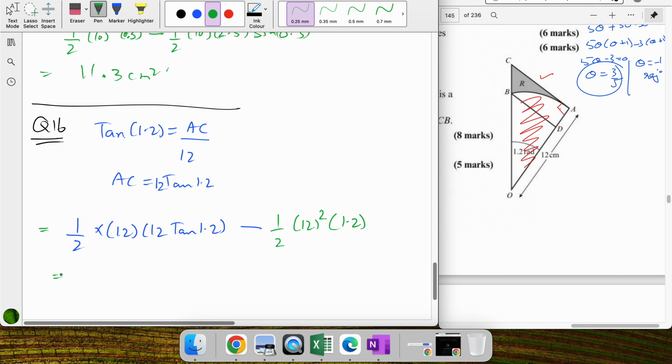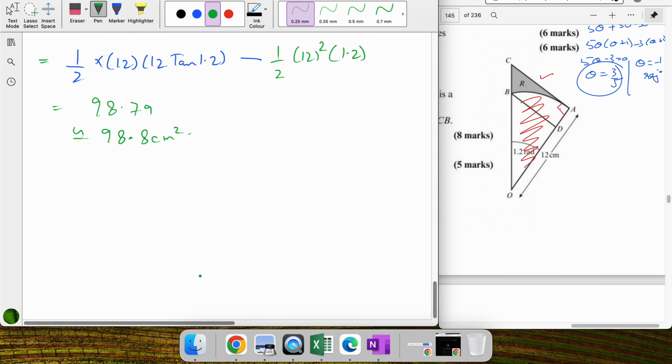0.5 into 12 into 12 into tan of 1.2 minus 0.5 into 12 squared into 1.2 is 98.79, approximately equal to 98.8 centimeters square. This was the area of R.